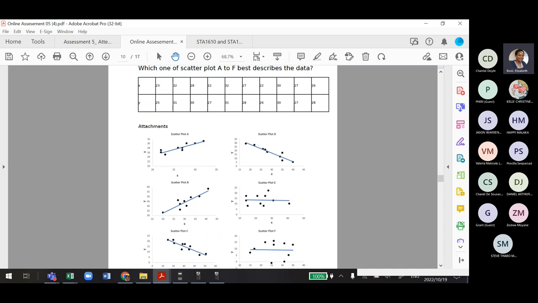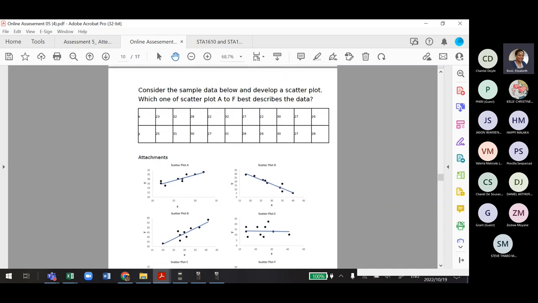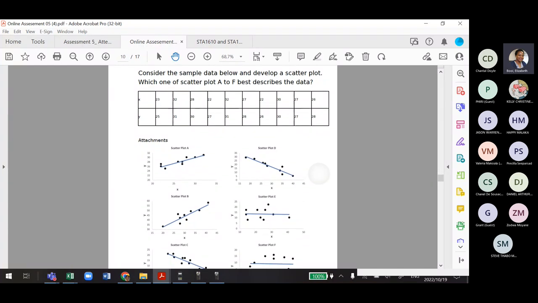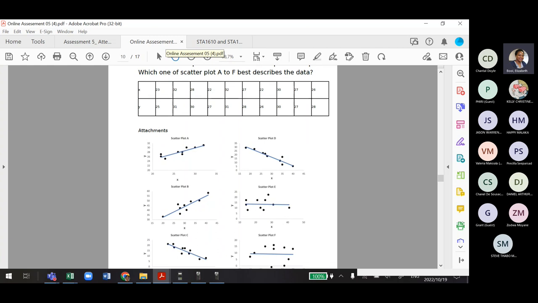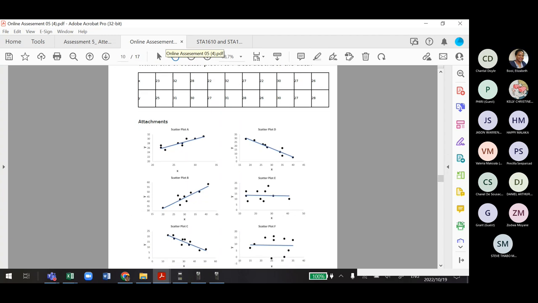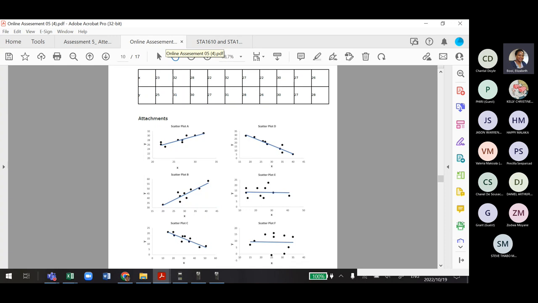Okay, so given the sample data below, develop a scatter plot. Which one of scatter plots A to F best describes the data? So you can select two points and look at the plots and select which one will best represent the data. I can't make the screen bigger. So if I choose 23 and 25, I need to make sure that if I'm on the x-axis at 23, the value should correspond with the y-axis value of 24. And I can see that we do have this point, which represents that.